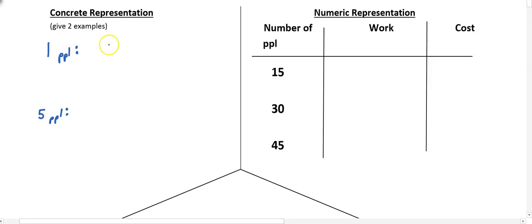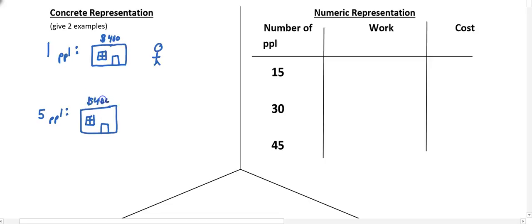In this case, remember that they're renting a building. So I'm going to draw a little building with a door and a window. I know that was $400 for them to rent, plus I have one person going to the dinner. If I have 5 people, I'm still only renting the building once, so I'm only paying $400 once, plus I have 5 people that would be attending the banquet.